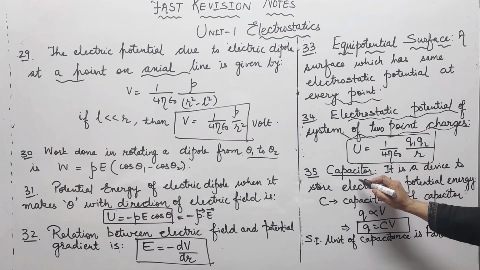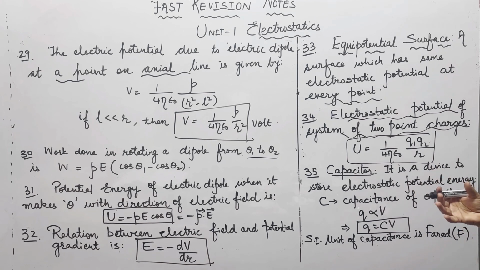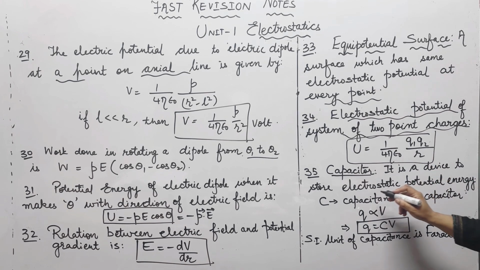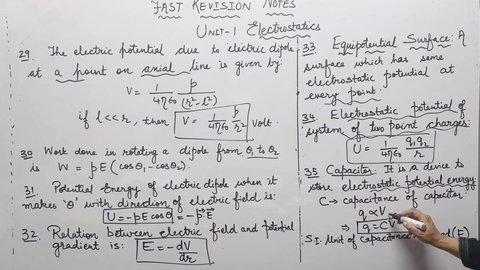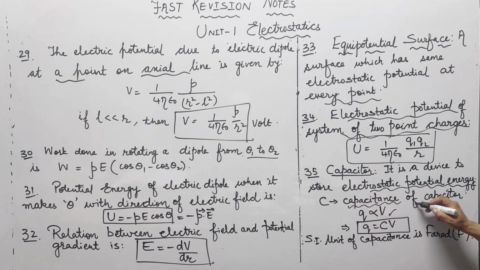Next is the capacitor. It is a device that is used to store electrostatic potential energy, and the charge acquired by it is directly proportional to the potential. When we remove the sign of proportionality, C is the constant. C is the capacitance of the capacitor, and its SI unit is farad, denoted by capital F.